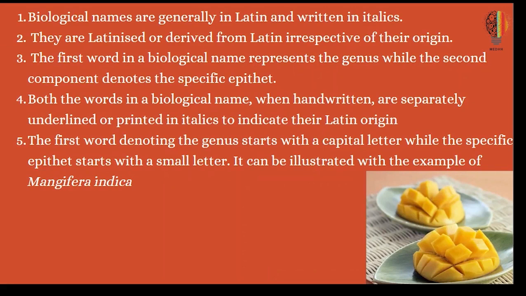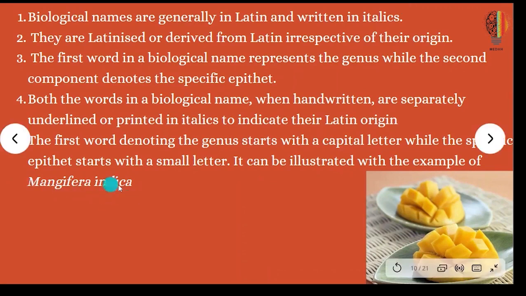So biological names are generally in Latin and have to be written in italics. Irrespective of their origin, whether it is Indian origin or any place, the name will be Latinized. Okay, I'll discuss why the Latin language has been chosen. And the first word in the biological name represents the genus to which the organism belongs, and the second component denotes its specific epithet or the species. And both the words, if handwritten, you have to underline separately. If it is printed, it has to be in italics, as you can see here.